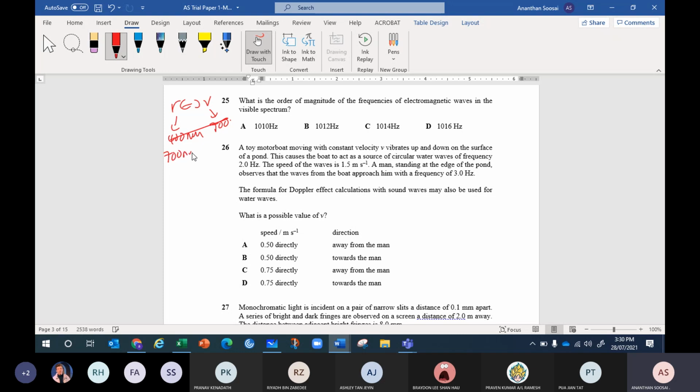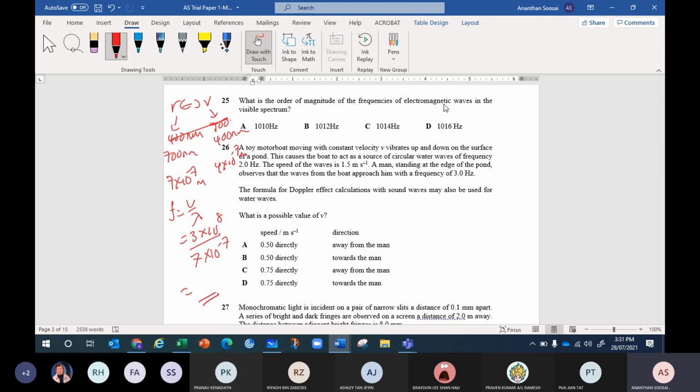Red is 700 nanometer, violet is 400 nanometer. So it's 7 times 10 power negative 7 meter, and this is 4 times 10 power negative 7 meter. Can you find the frequency? Frequency is v over lambda. v is the speed of light, 3 times 10 power 8. So put one of the wavelengths, 7 times 10 power negative 7. How much is the frequency? 3 times 10 power 8 divided by 7 times 10 power negative 7.